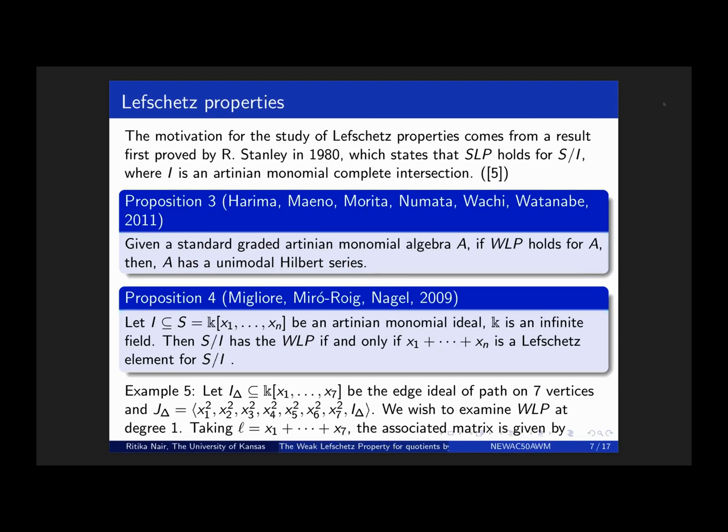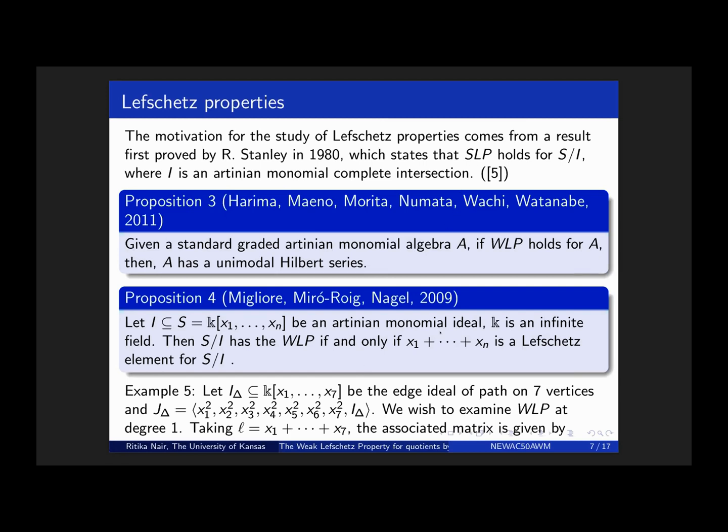So let's look at an example so that we can understand better. Suppose we're looking at the edge ideal of a path on 7 vertices, and then we are going to adjoin the squares of variables to it to define the ideal J delta. If we want to examine, for instance, the weak Lefschetz property at degree 1, that means we are going to multiply this L, which we're taking as a sum of the variables, and we're trying to see how the map looks from A1 to A2 at degree 1.